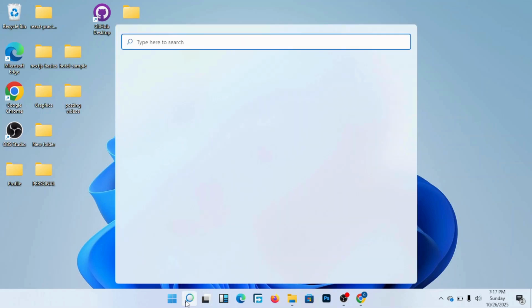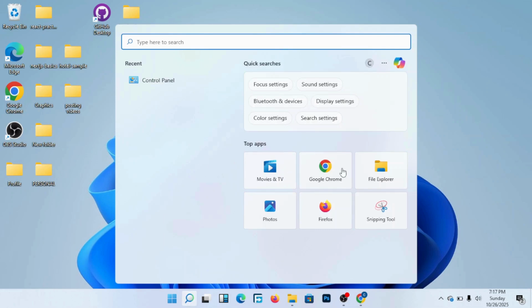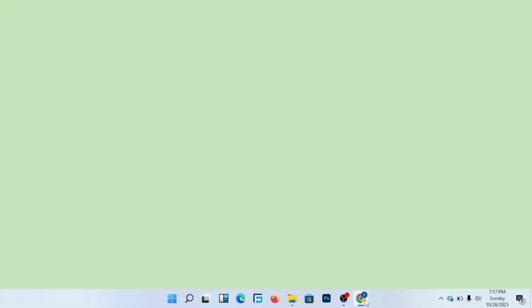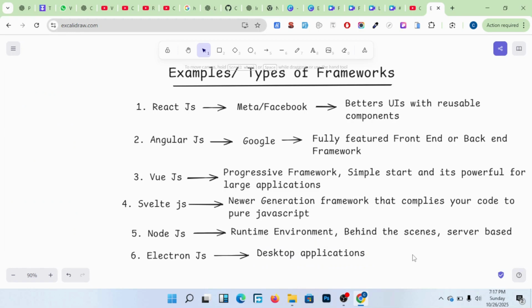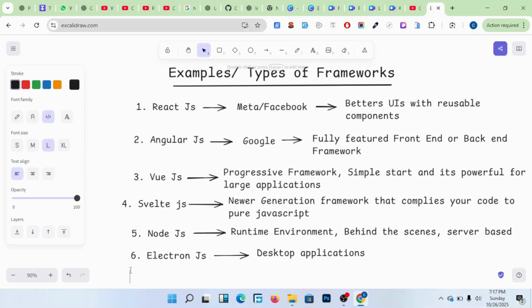So members, when I come here and do like this, all these applications, File Explorer, Photo, Snipping Tool, all of them you're seeing here are desktop applications. If someone wants to build desktop applications, you just venture here on Electron JS. So that's another framework for that. This is the last one I'm going to give you. There are even more, but let me just end on that one.